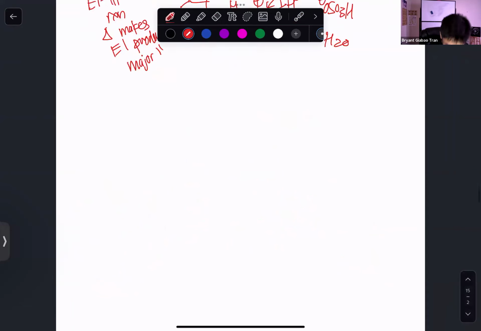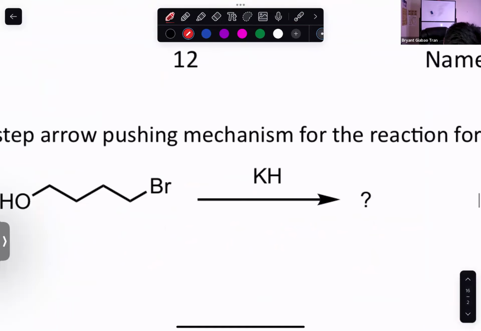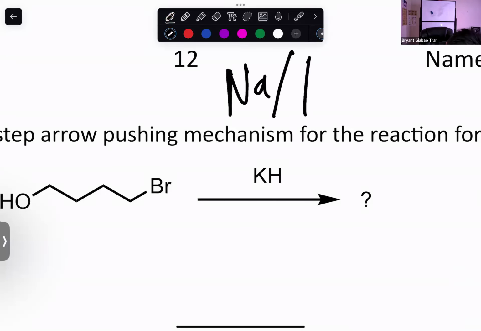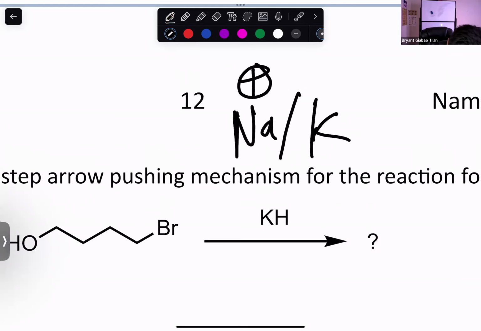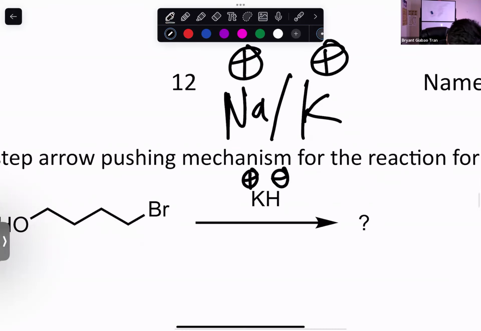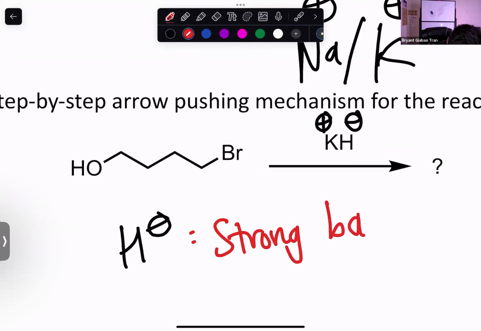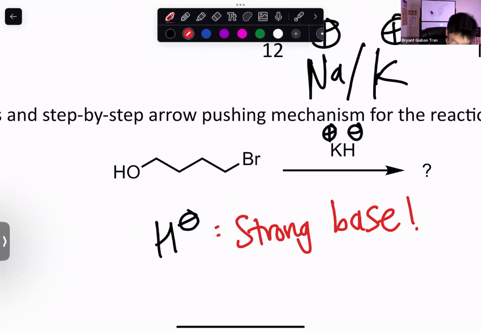Okay. Last one. So whenever you see K, think of it as Na, right? Na or K, they are associated with a positive charge. So since this K has a positive charge, this H will have a negative charge. And this H with a negative charge right here is a strong base, and because it's a strong base, it's going to look for the most acidic hydrogen. The most acidic hydrogen is this hydrogen here attached to the most electronegative atom, oxygen.